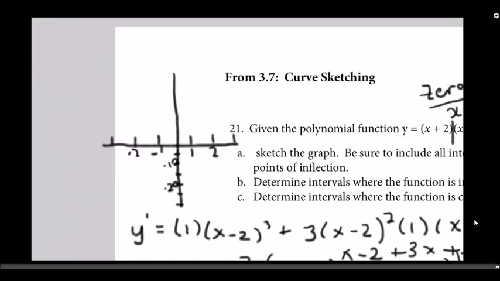So we have x-intercepts at -2 and +2, a y-intercept down here at (0, -16), and our relative minimum value is (-1, -27), which is about right here.